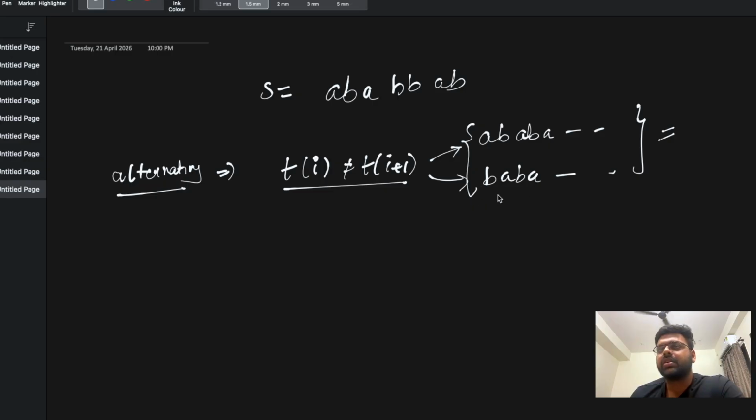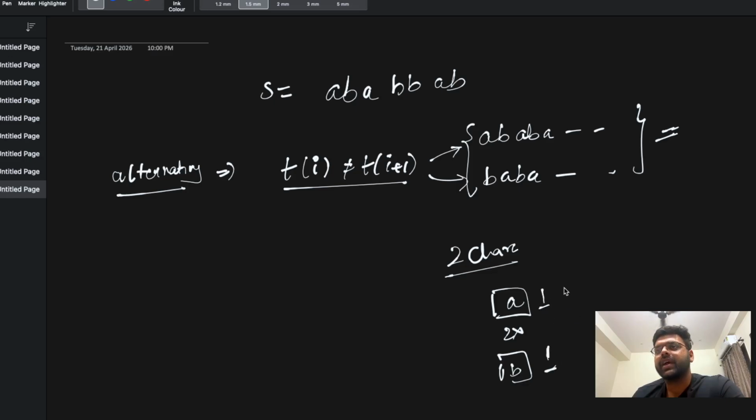Just try to think why only these two are possible. We have two characters, and at the first index I have two options: either it could be A or it could be B. But for the next position I'm left with only a single option, and so on. So there are only two possible options: either the string would be ABABABAB, or it would be BABABABA.